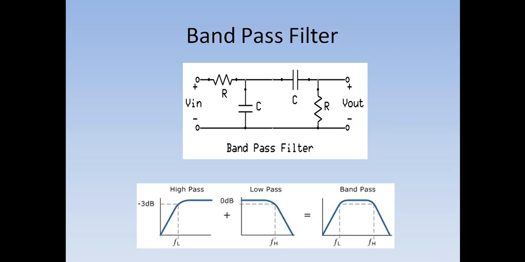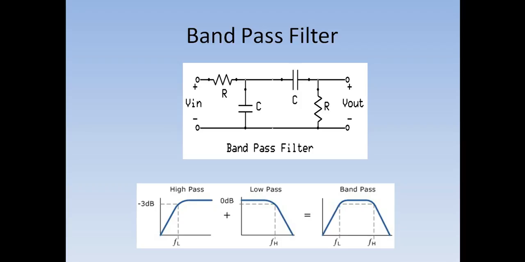So band pass filter. What is a band pass filter? A band pass filter passes frequencies within a frequency band and blocks or attenuates frequencies outside the band. So basically it passes frequencies in a specific range of frequencies, and even if the frequency is less or greater than that range, then it blocks those frequencies.